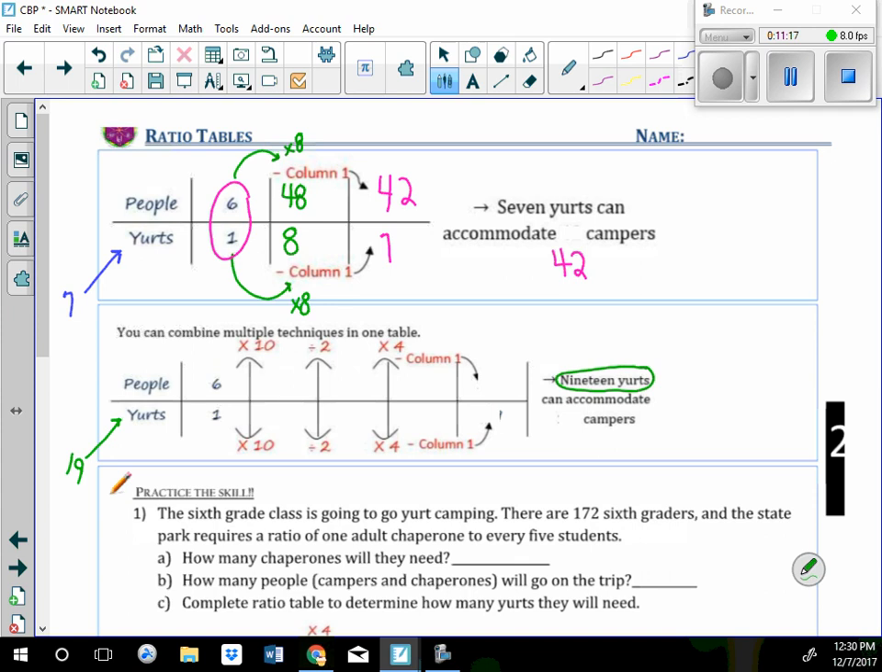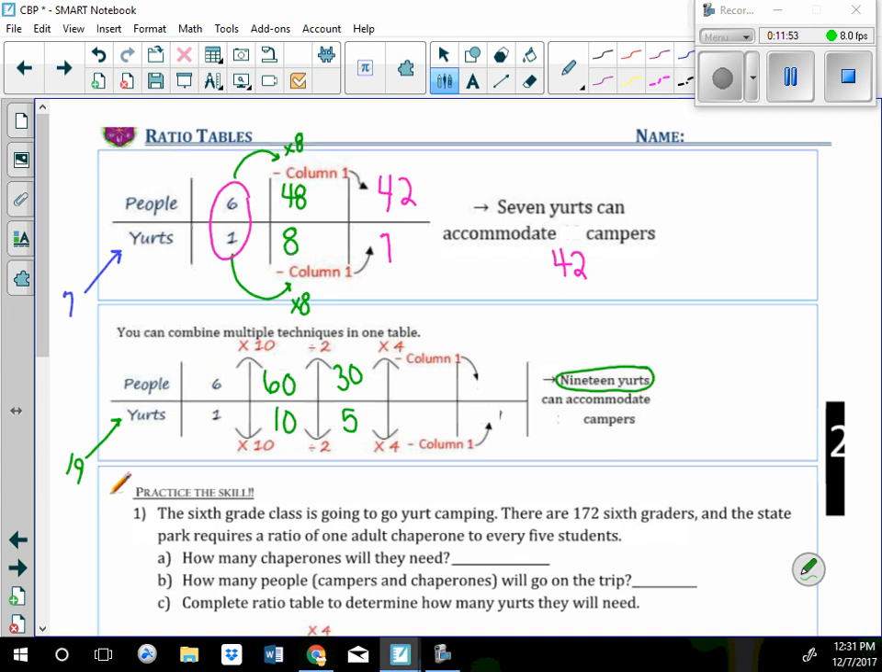Okay, so the first thing I want to do here, and this is just how I chose to get there, there are different ways we could get there. I'm going to multiply by 10. So I know that 60 people will fit into 10 yurts. Okay. All right. Now I'm going to divide by 2 because I want to know about 5 yurts. I'm trying to build my numbers to get up to 19. So I'm going to take half of everything. So 30 people, half as many people, will fit in 5, which is half as many yurts.